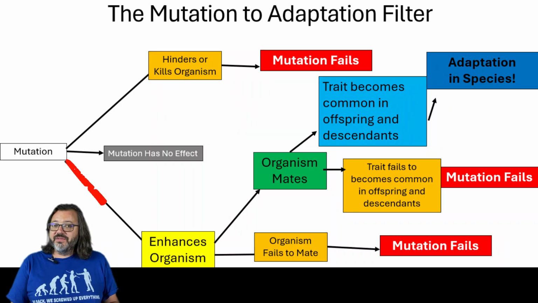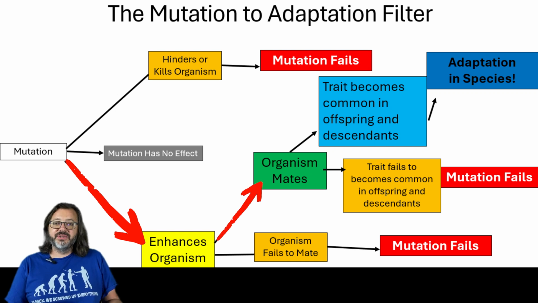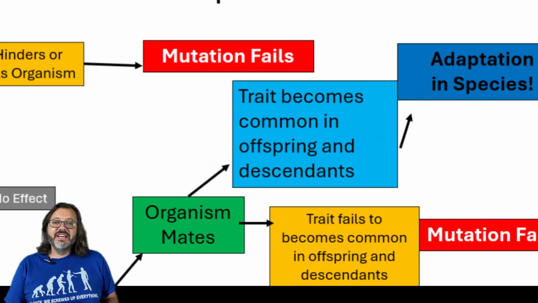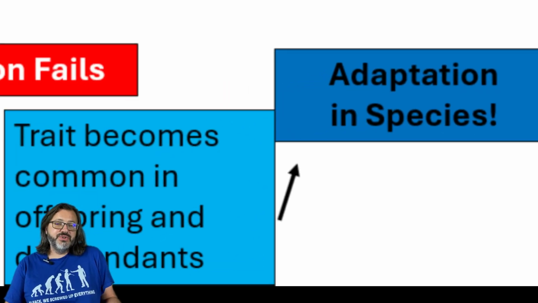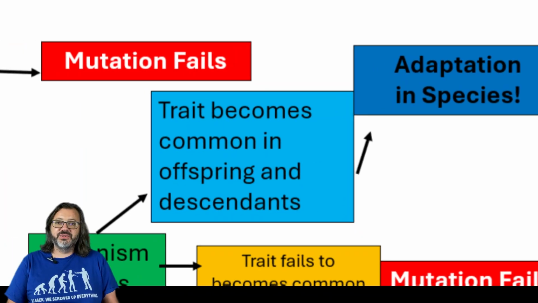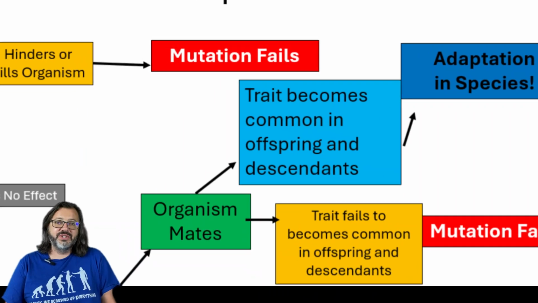If a mutation is beneficial to an individual and they successfully reproduce and their offspring are subsequently successful, it is likely that that phenotype will become more common in the species, leading to an adaptation. Mutations simply introduce new alleles. Natural selection sorts out which alleles work and which ones don't.